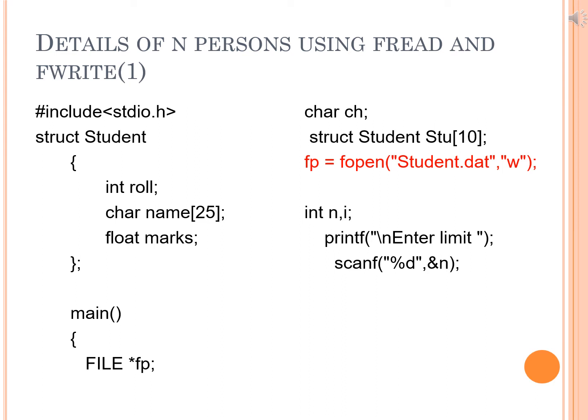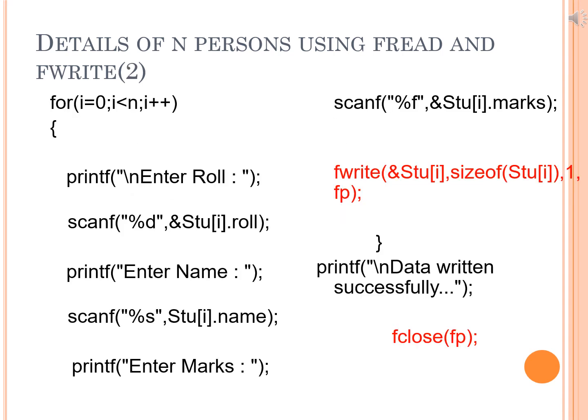In the main program, you have declared a file pointer, FILE star fp. You have a structure student stu, it is an array of structures. Then you are opening the file student.dat in the write mode. Enter the limit, you are reading the number of students that you want to write. Using a for loop for n students, you are reading the roll number, name and the marks for n students. So stu[i].roll number, stu[i].name and stu[i].marks.